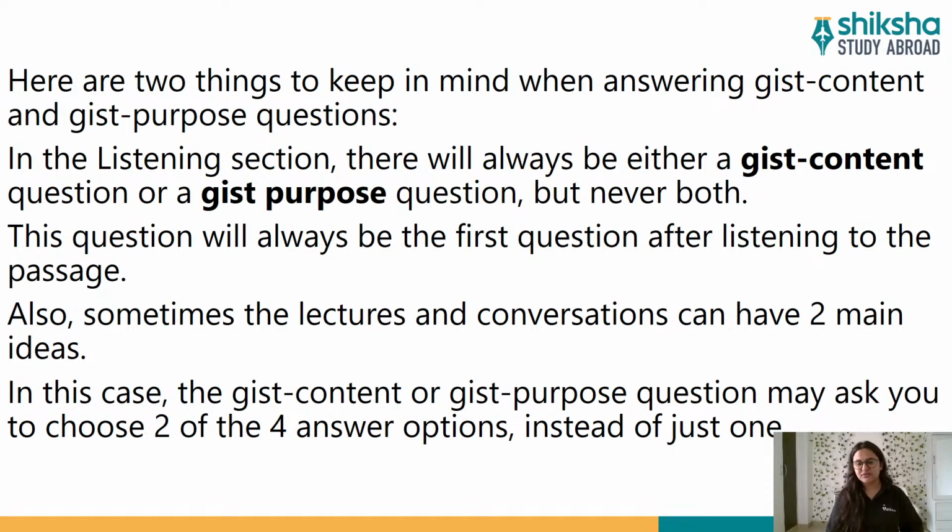So in this case, the gist content or the gist purpose question may ask you to choose two of the four answer options instead of just one. So always be aware of the instructions which are given to you on the screen while you're attempting the listening paper. Always read the instructions very carefully, because there might be two answers which you'll be needing for your response. So if you select just one answer, then there may be no marks given to you because every question will have at least 1 mark each, right, for that question.